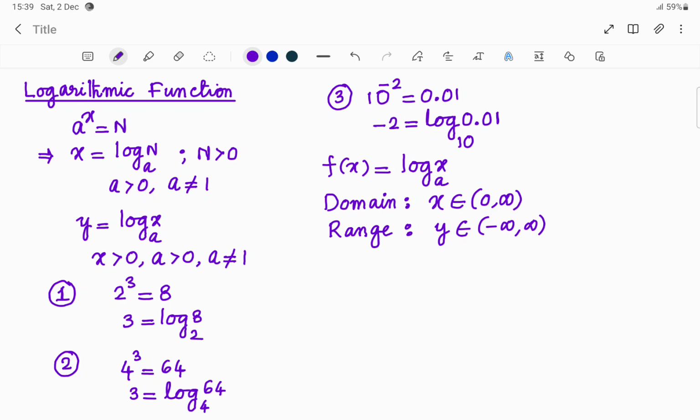And here you have to observe one thing. In logarithms and exponential, base is same. Their base is a. Here also you will have same base. Okay. Now let us see one function.